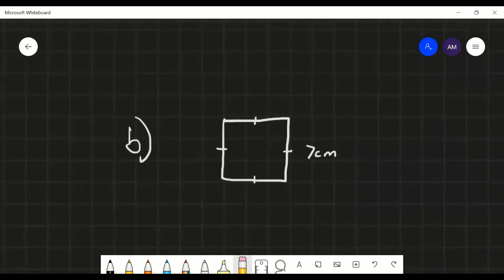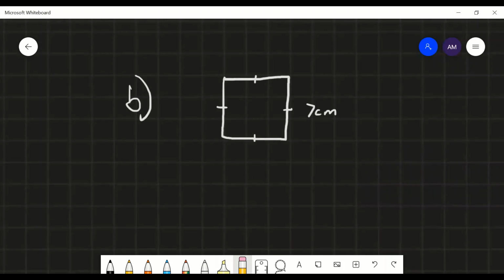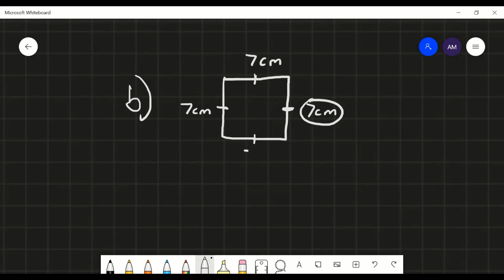Anyways, let's try this one. So sometimes in these images, you'll see little tick marks on a line like this. That just means that every side that has this tick on it is the same length as every other one that has that tick. So if this length is 7 on this side, that means that every side is 7 centimeters. Well, what would the area be if it was 7 by 7 by 7 by 7?